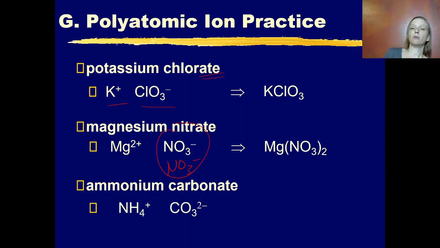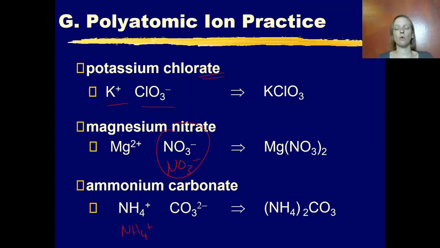For ammonium carbonate, ammonium ions have the formula NH4 with a charge of +1. Carbonate ions are CO3 with a charge of -2. And I can tell that I don't have enough positive charges. I need another ammonium ion to pair up with the carbonate to get the formula (NH4)2CO3. Because there were 2 ammonium ions, that is in parentheses.